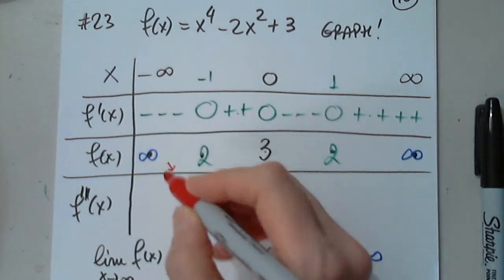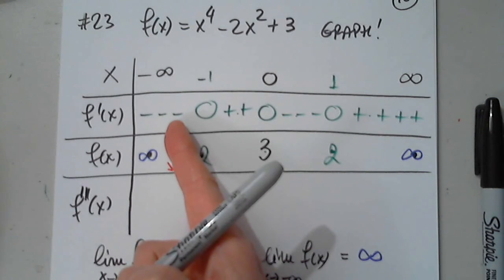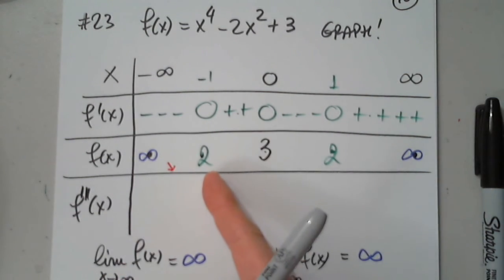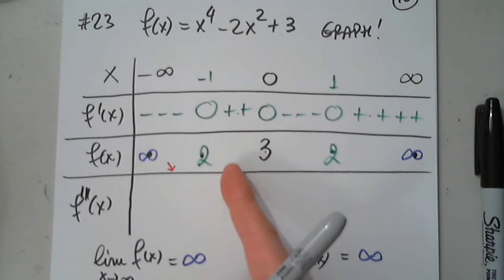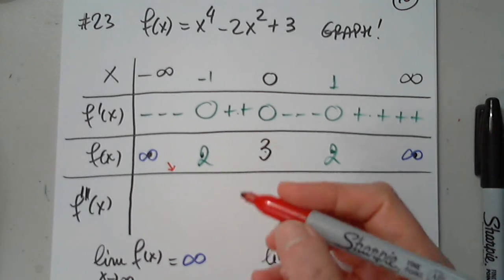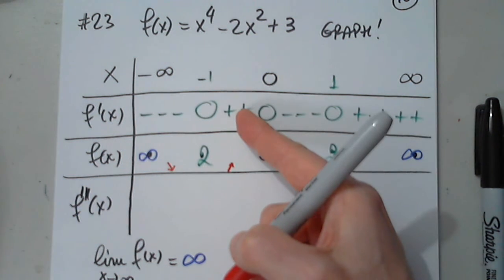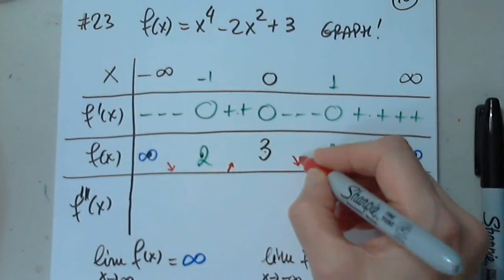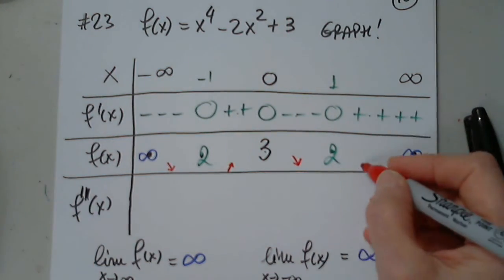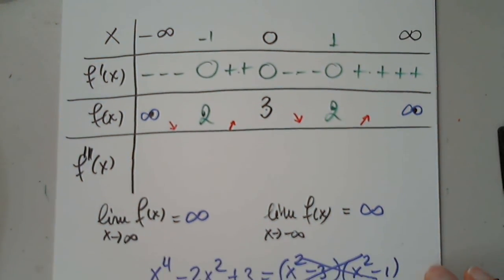Decrease. Yes. Is that correct? Is that supported by the sign of the derivative? Yes. Perfect. From 2 to 3, what does the function do? And is that supported by the sign of the derivative? From 2 to 3, it's increasing, and that is supported by the sign. From 3 to 2, yes. From 2 to infinity, yes. So this row and this row work well together.